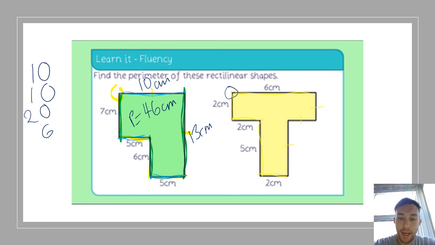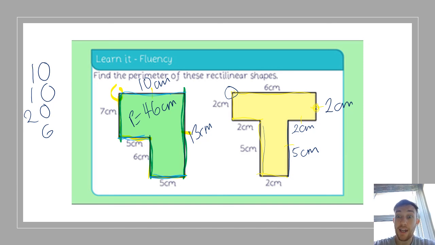Okay, so now I need to work out those missing sides, but remember, I can use my parallel lines to really help me. So I need to work out this side here. So if this side is the same length as this side, therefore, this must be 2 centimeters. And because this is a symmetrical shape, which means it mirrors both sides, if this is 2 centimeters, this must be 2 centimeters. And then this length here is the same as this length here. So therefore this missing one is 5 centimeters. See, I can use all the information that's presented in front of me.